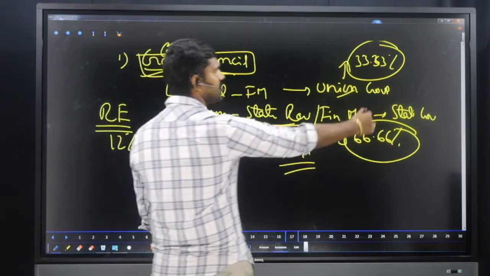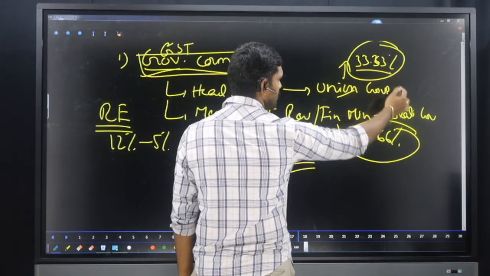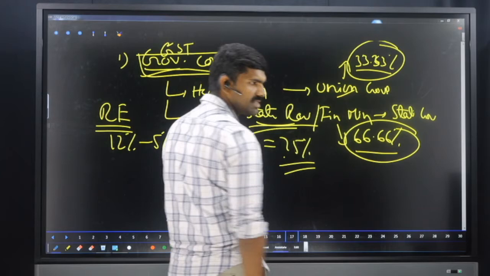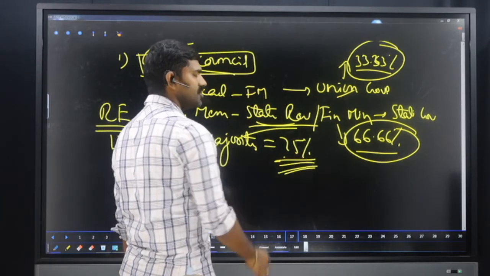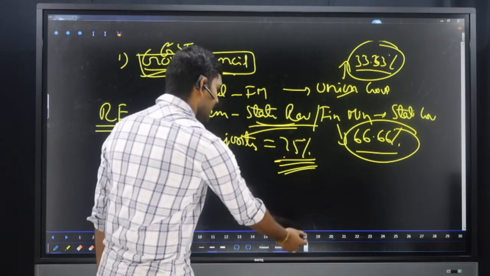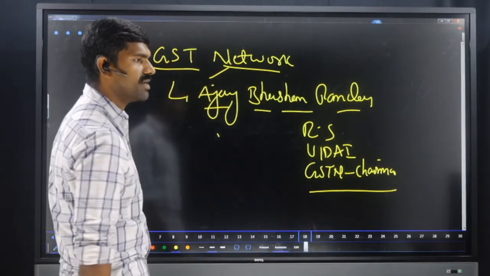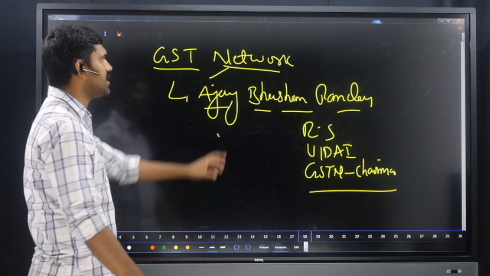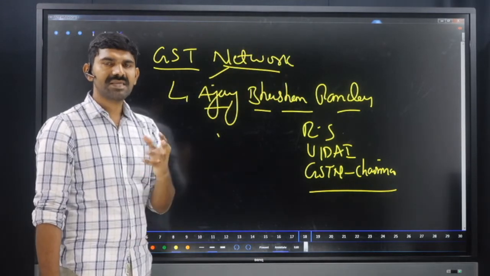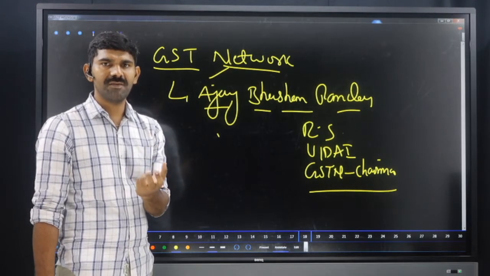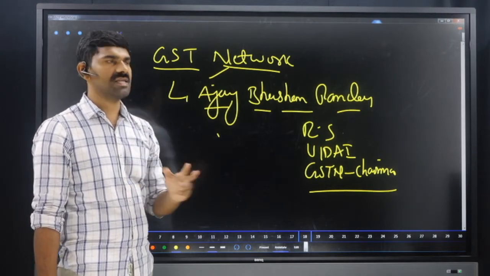And if the union government has 33.3% voting share, and the state governments have 66.66% voting share, to carry any decisions, a majority of 75% is required. And then we went on to something called the GST network. GST network will do the proceedings of GST, meaning correction of GST, payment of refunds, giving GST IDs, everything is done by the GST network.